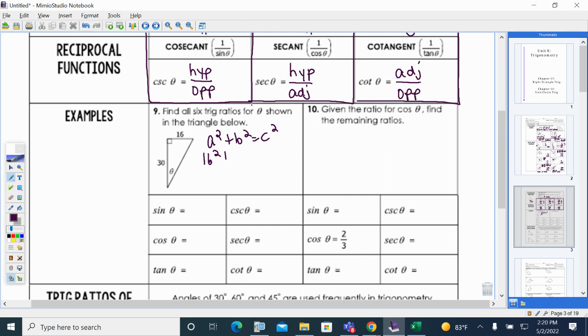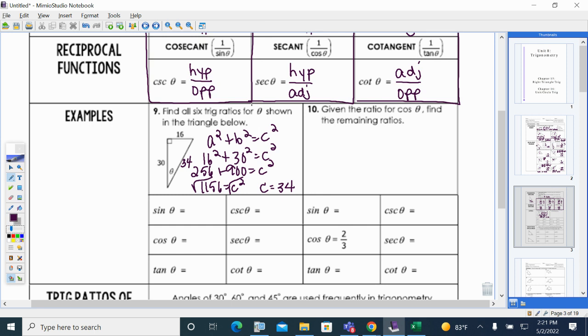So 16 squared plus 30 squared is equal to c squared. So 256 plus 900 equals c squared. That's going to give me 1156. And then we're going to square root, and we get c equals 34. So the length of the hypotenuse is 34.